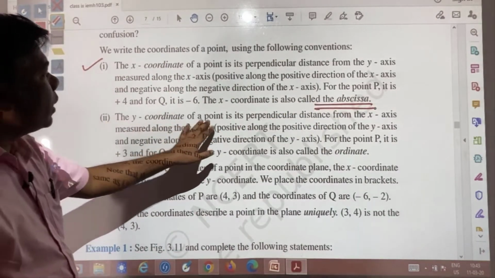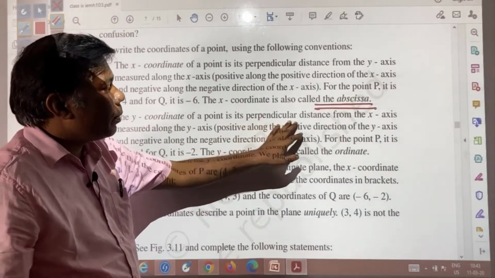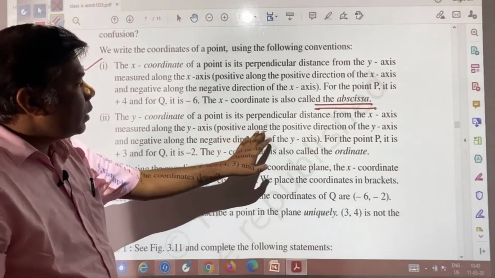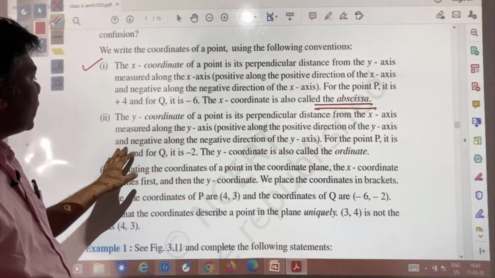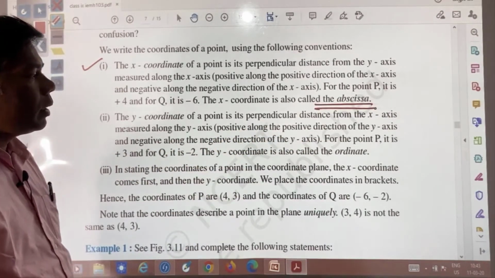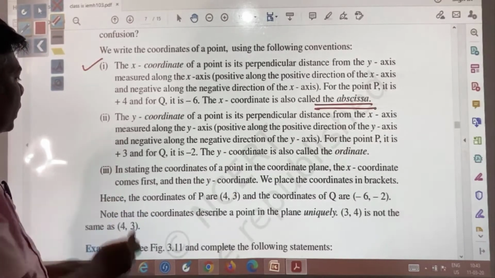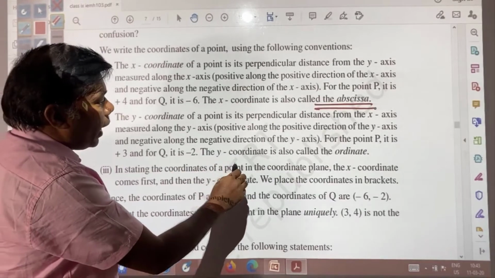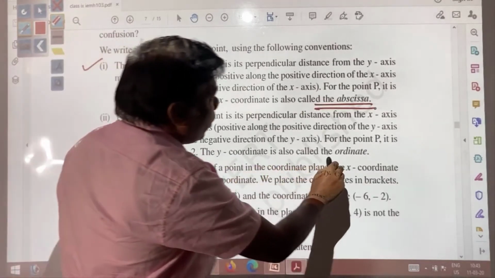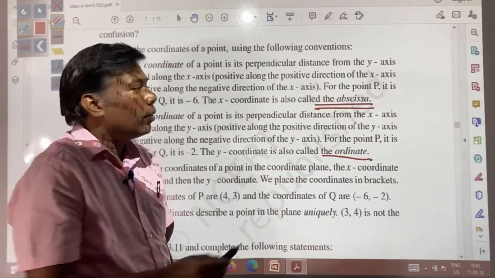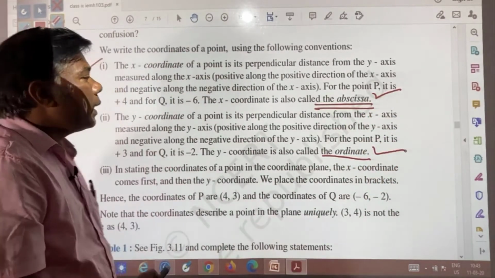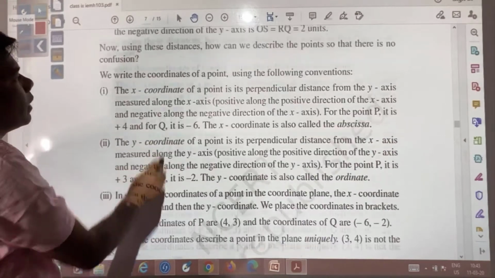The y coordinate of a point is its perpendicular distance from the x-axis measured along the y-axis, positive along the positive direction of the y-axis and negative along the negative direction of the y-axis. For the point P it is plus 3 and for Q it is minus 2, and the y coordinate is called ordinate. So two things you have got, abscissa and ordinate.